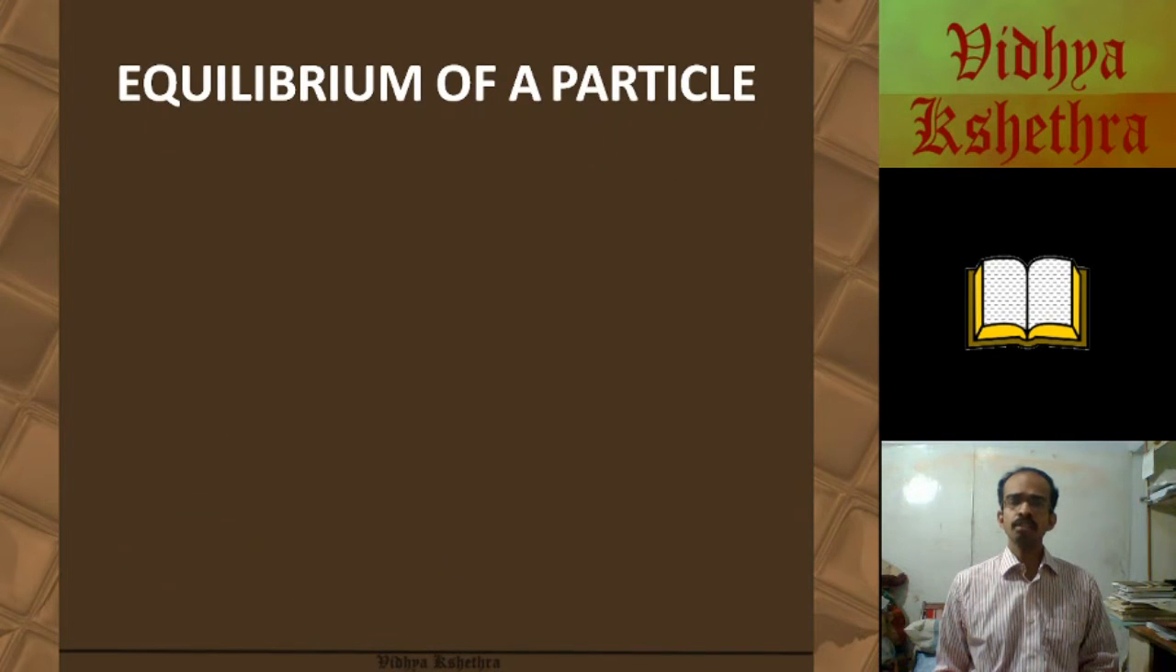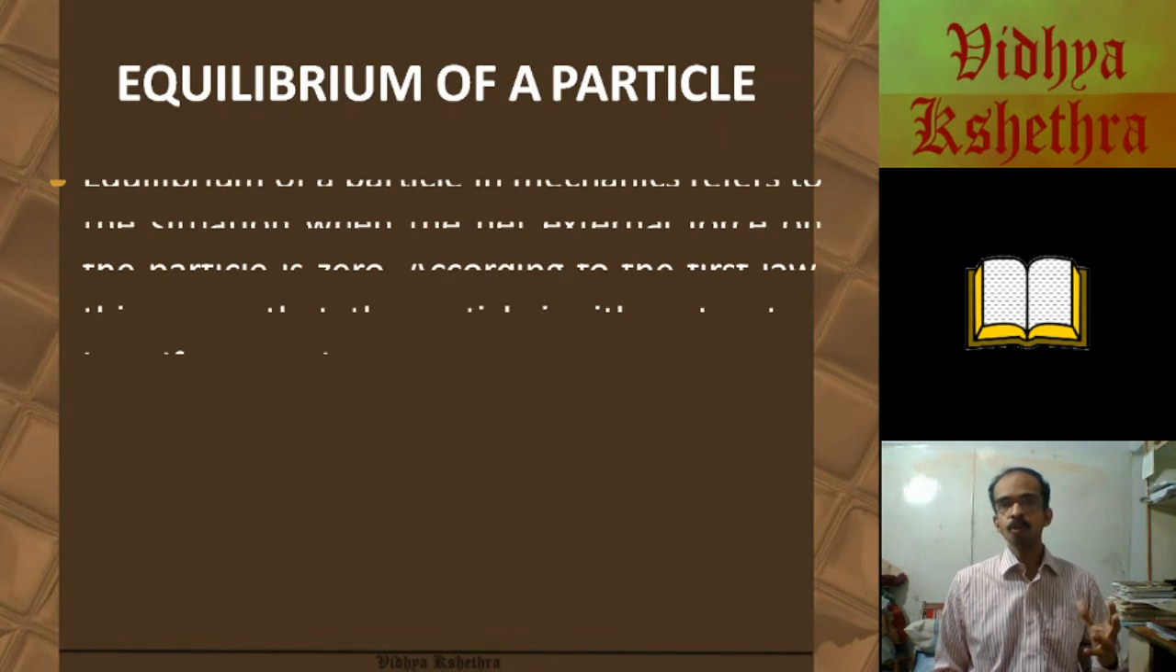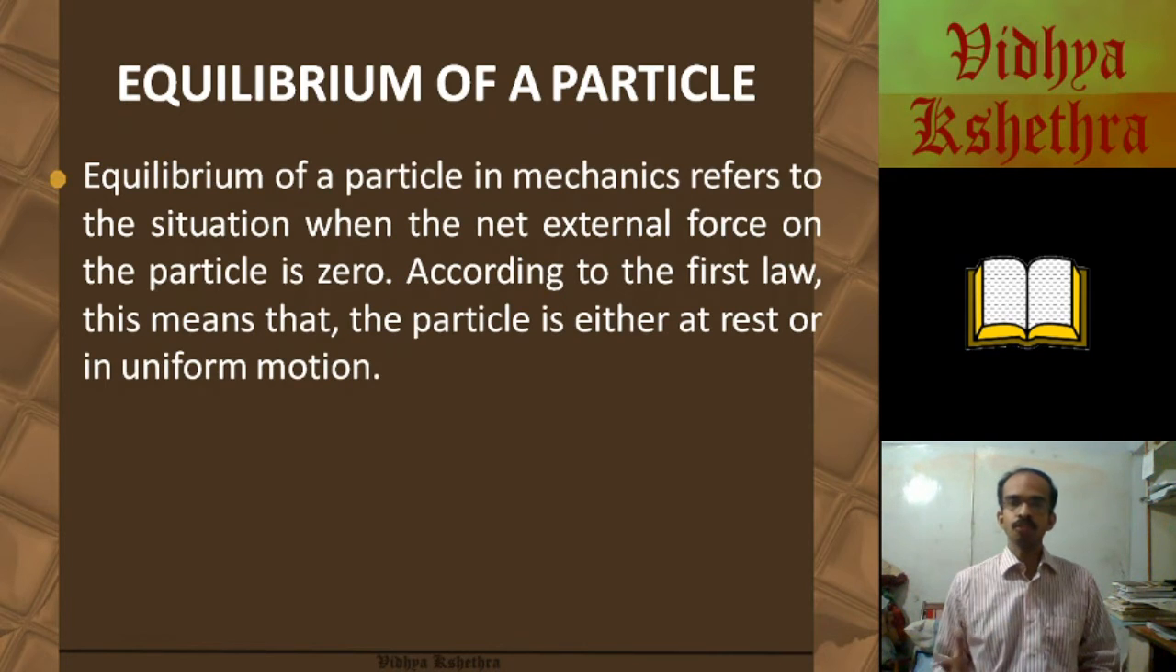Now, we can see equilibrium of a particle. A particle which is acted upon by many forces tends to be in equilibrium when a certain situation occurs. That is, equilibrium of a particle in mechanics refers to the situation when the net external force on the particle is 0. According to the first law, this means that the particle is either at rest or in uniform motion.